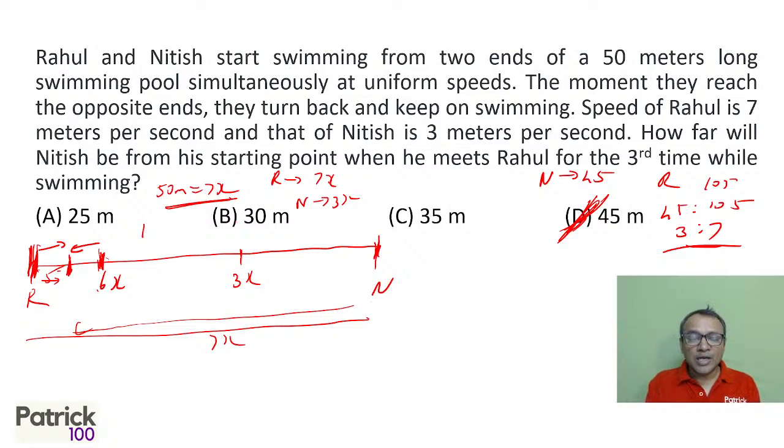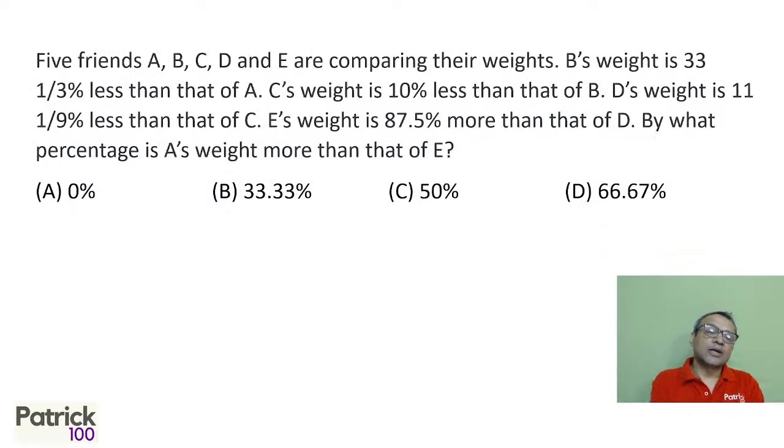First time when they meet, Rahul and Nitish are going in opposite directions and Rahul crosses Nitish for the first time. The second time they are going in the same direction, Rahul reaches the opposite end but Nitish reaches only 6x. And the third time, when they come in opposite directions, they will meet at a point very close to Rahul's end, which means the answer will be a little less than 50 meters. The answer will be 45, D option. You can put equations and then try to solve, but this is what I can tell you. By picturization, you can try to get the answer.